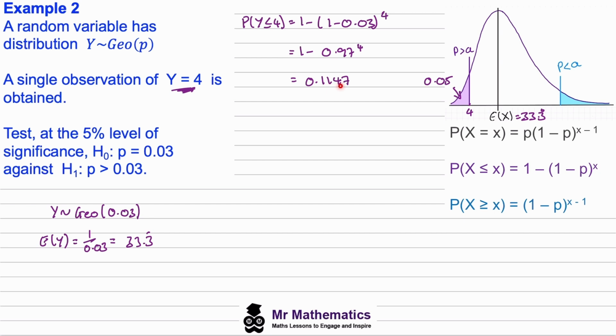And you can see this probability is greater than the 0.05 in the critical region. So we can say that since 0.1147 is greater than our significance level of 0.05, there is evidence to accept H0 because it falls to the right of our critical region where we accept H0. Okay? Let's try the exam style question.